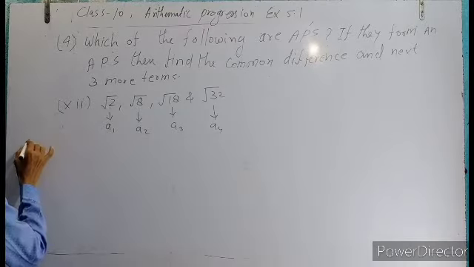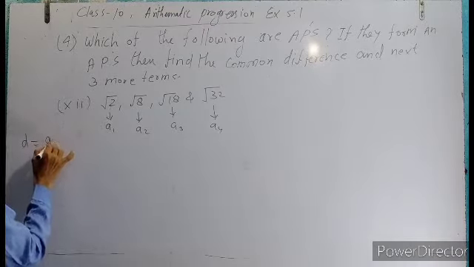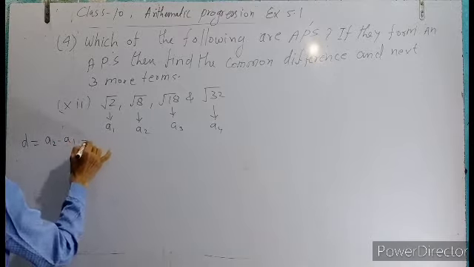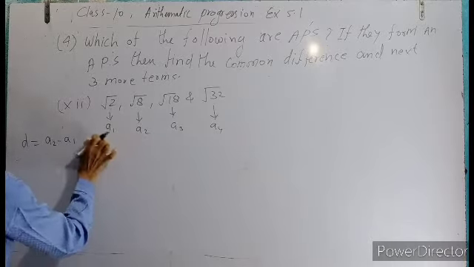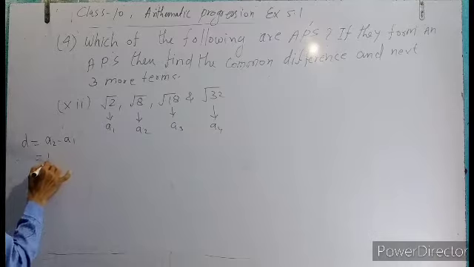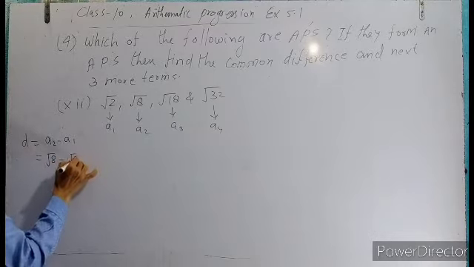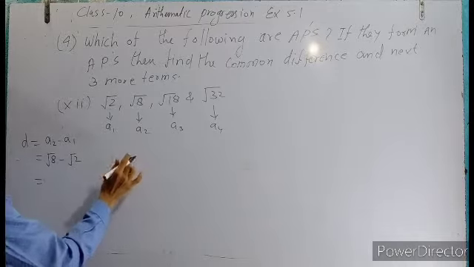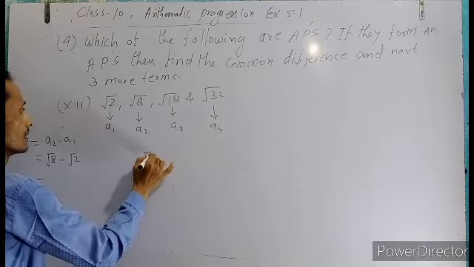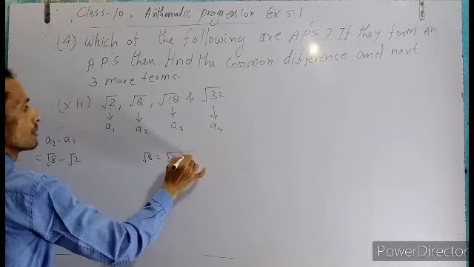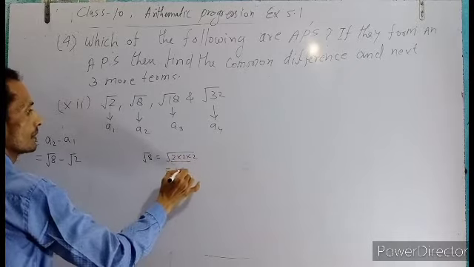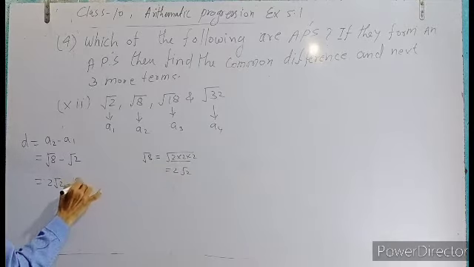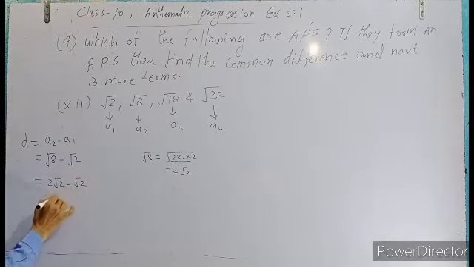You have to check the common difference D. D is equal to what? A2 minus A1. A2 is root 8 minus A1 which is root 2. By factorization, root 8 can be written as 2 multiplied by 2 multiplied by 2, that pair will come outside and it becomes 2 root 2. So root 8 is 2 root 2, minus root 2. 2 root 2 minus 1 root 2 will come root 2.